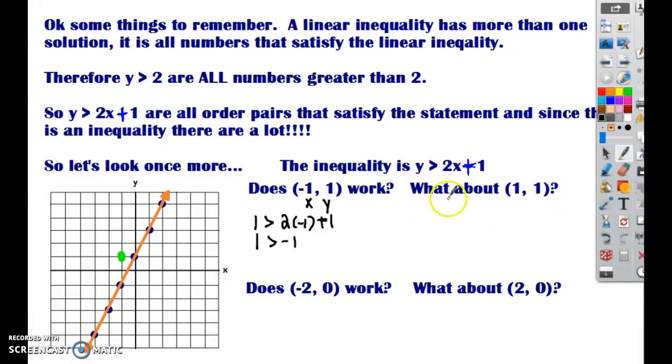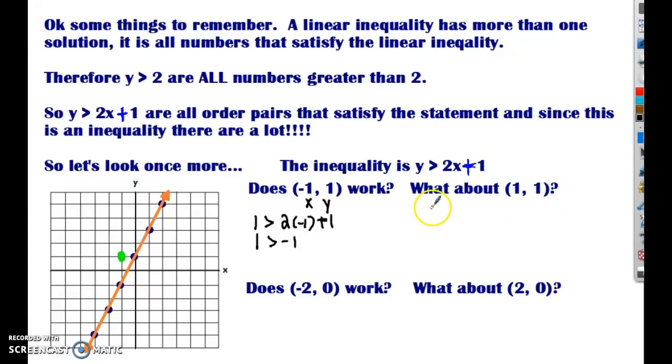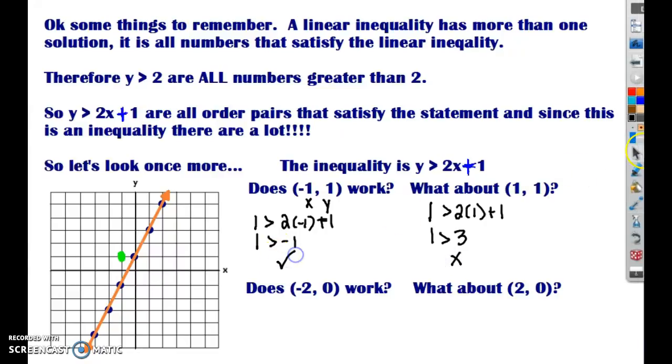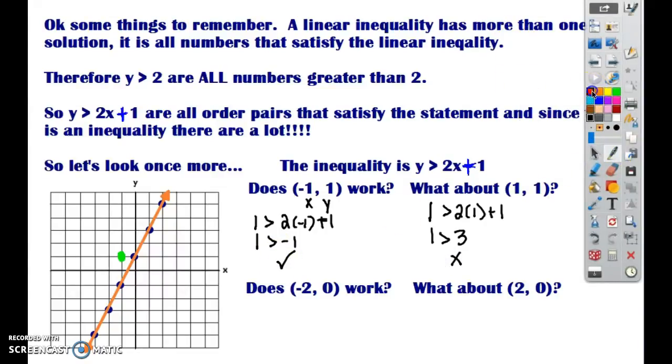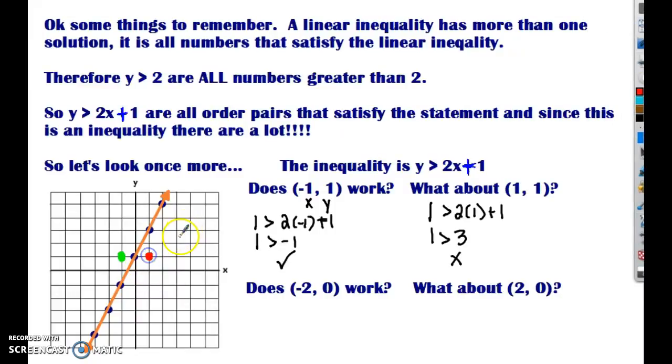All right. Is (1, 1) a solution? What about (1, 1)? So is 1 greater than 2 times 1 plus 1? 2 times 1 is 2. 2 plus 1 is 3. Is 1 greater than 3? No. This doesn't work. Guess what? The non-working colors, they will be red. So (1, 1) is not a solution.